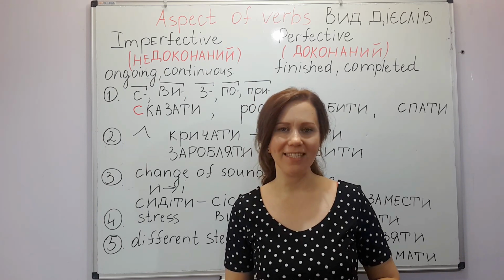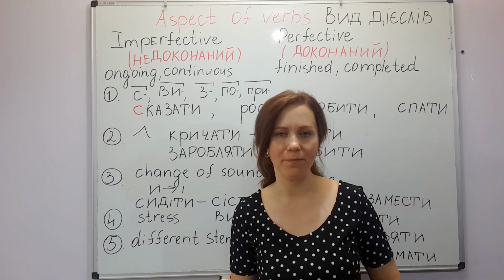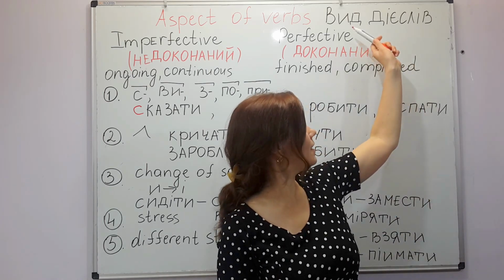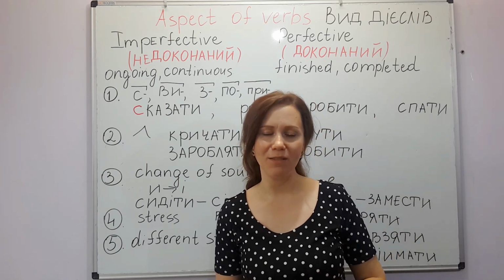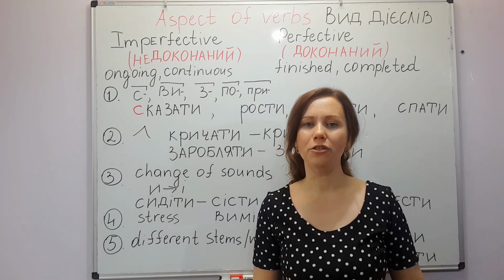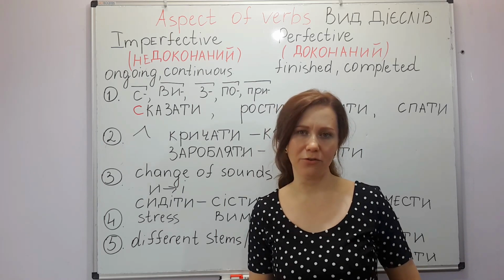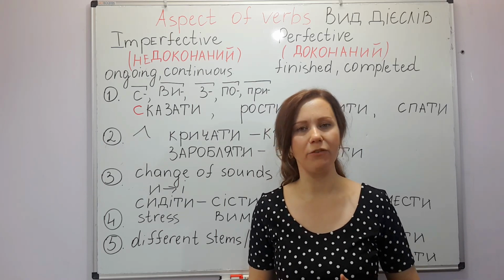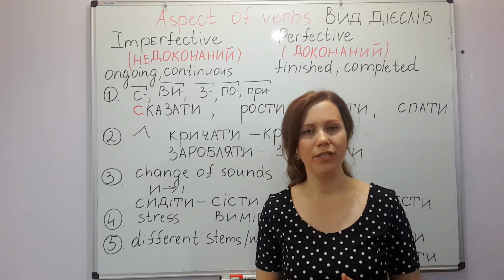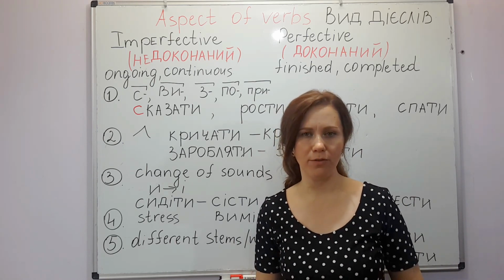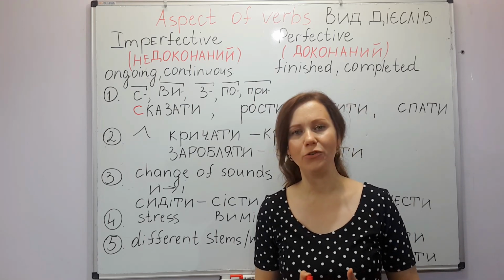So the topic of today's lesson is aspect of verbs. Aspect дієслів. So why do we need to know about the aspects of verbs? You need to know the aspects for forming tenses in Ukrainian, such as the imperfective past tense, the perfective past tense, and also you need to know how to form three forms of future. That's why you need to know about aspects of verbs in Ukrainian.